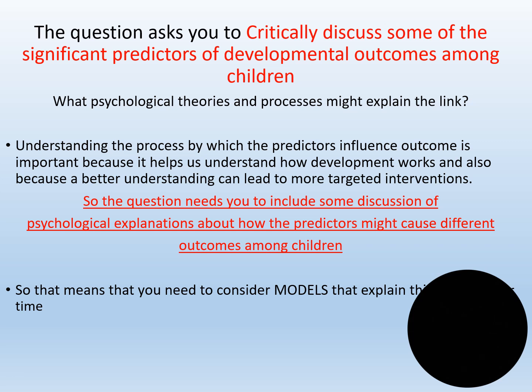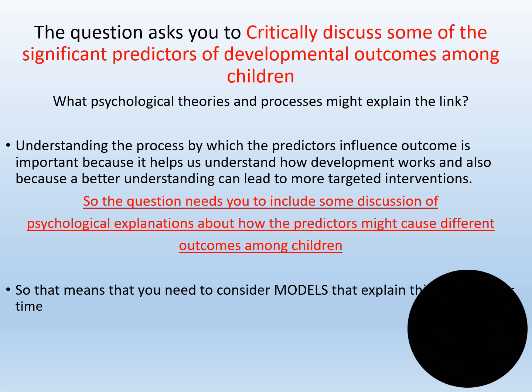So the question is asking you to critically discuss some of the significant predictors of developmental outcomes among children. So what psychological theories and processes might explain the link between what happens to us as young children and the outcome when we're 18? Understanding the processes that influence us and help us identify something that will predict something will happen is important, because it gives us a clearer understanding of how development works, and also because it would then lead to providing effective interventions for children whose development isn't progressing positively.